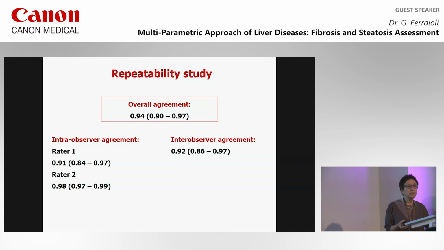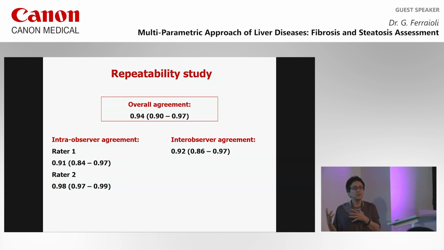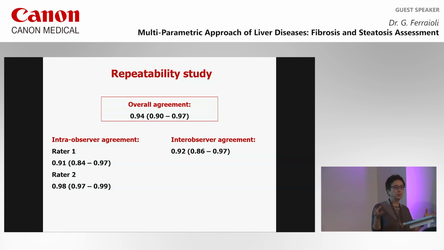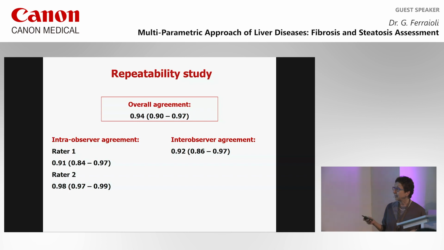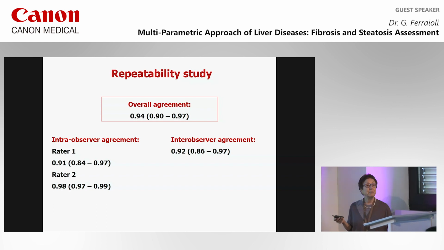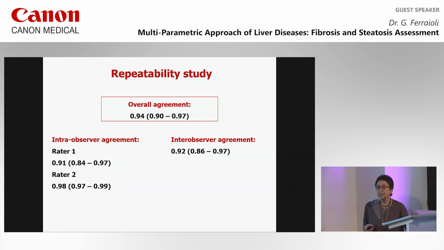We have performed a repeatability study to understand what is the agreement between measurements performed by different operators. And as you can see here, we use the concordance correlation coefficient in this study like we did before. The overall agreement between measurements performed by two different operators is very high. And the intra-observer and the inter-observer agreement were both above 0.90, so it's a repeatable technique.